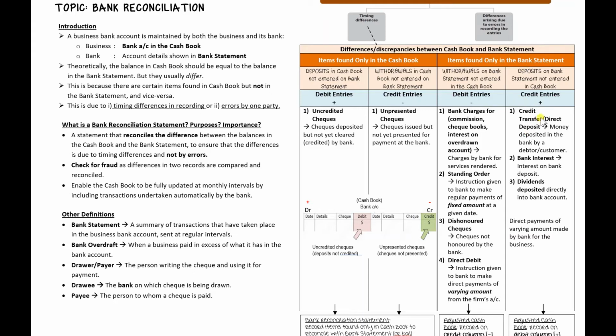So for example, credit transfer, or we call it direct deposit, is when the customer deposits the money directly into our bank account, into the business bank account. Bank interest on deposit, for example, we have a deposit and the bank gives us interest on the deposit, so it is a plus for our bank account, and dividends deposited directly into the bank account. Okay, so this is like the receipt, plus on the credit side.